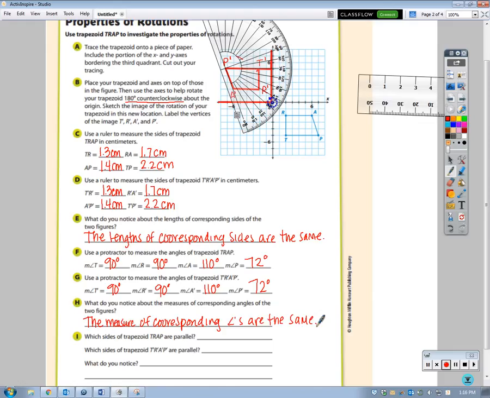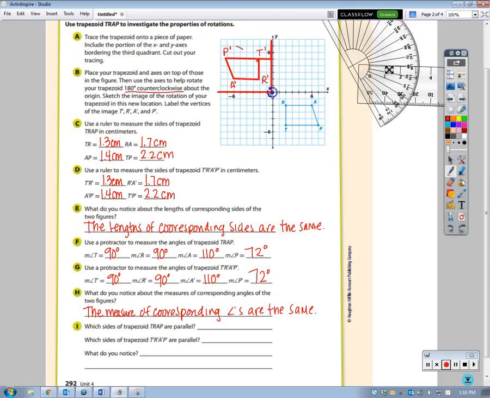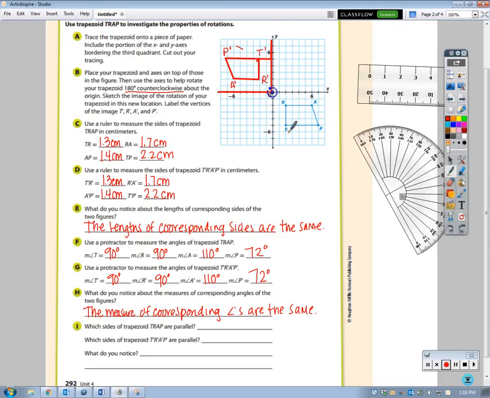So looking at one of our last questions here, which sides of trapezoid TRAP are parallel? Let's go ahead and move my protractor out of the way here. So these two are not, because they have slopes that are different and they will eventually meet. But these two lines here run along parallel grid lines. So side TP and side RA are parallel, because these two lines will never cross. So make sure you're using your correct notation here. Side TP and side RA are parallel.